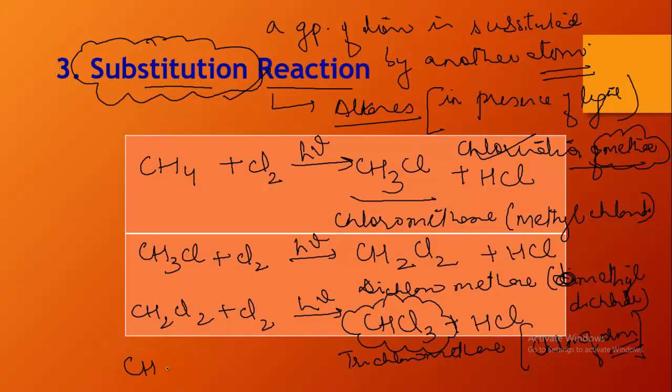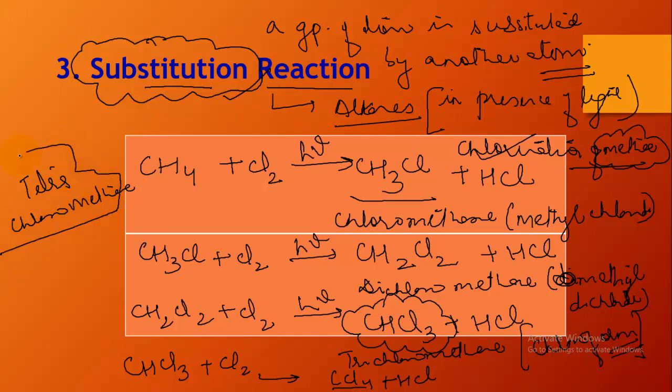Then again it possesses one H which can be replaced. So it reacts with more chlorine, and as a result we get CCl4 and HCl. And CCl4 is tetrachloromethane. It is quite a useful reagent which is used in the lab. The reaction stops here because at this point CCl4 doesn't possess any hydrogen which could be replaced further by chlorine.